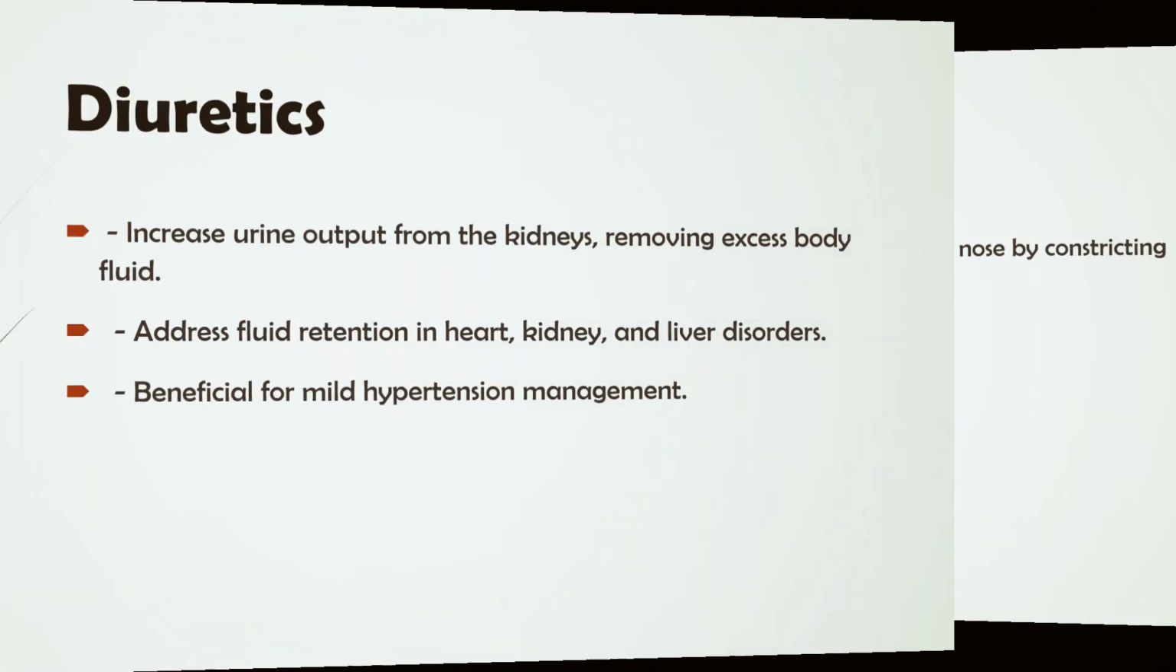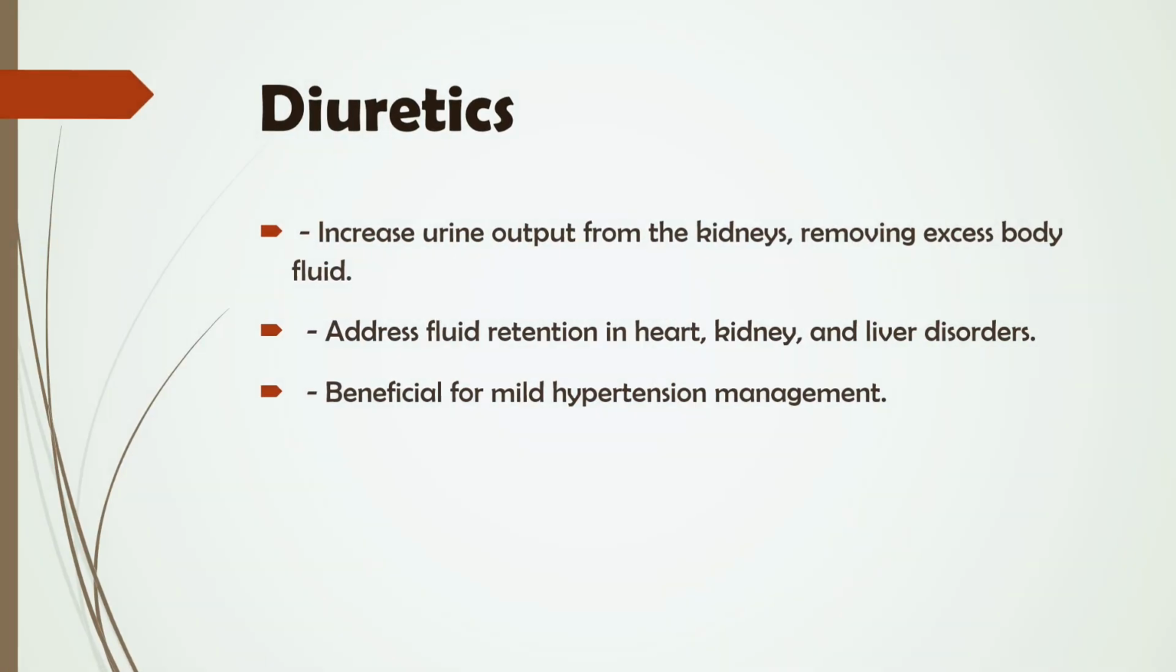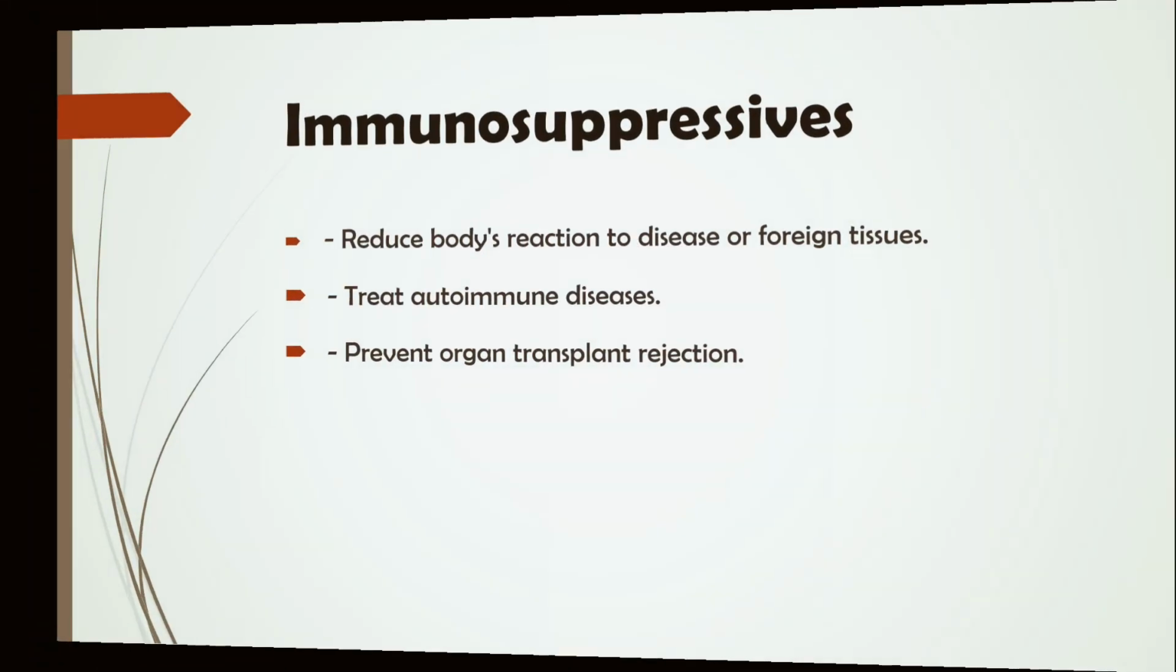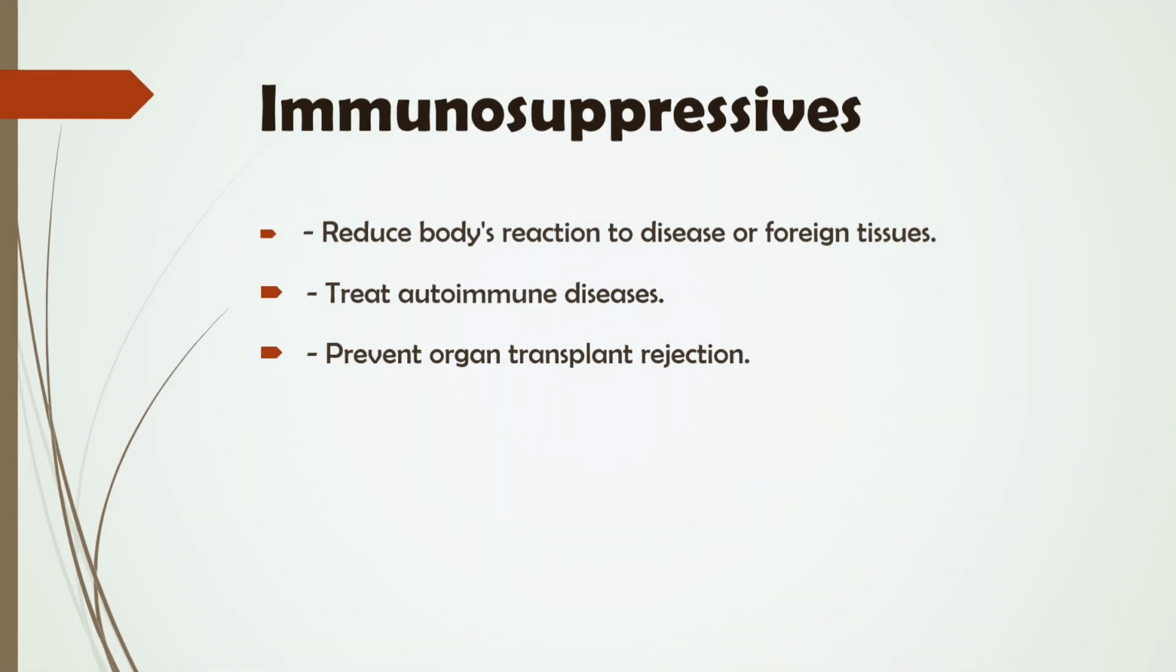Next drug category, we have diuretics. These increase urine output from the kidney, removing excess body fluids, address fluid retention in heart, kidney and liver disorders, and are beneficial for mild hypertension management. Next drug category, we have immunosuppressives. These reduce body reaction to disease or foreign tissues, treat autoimmune disease and prevent organ transplant rejections.